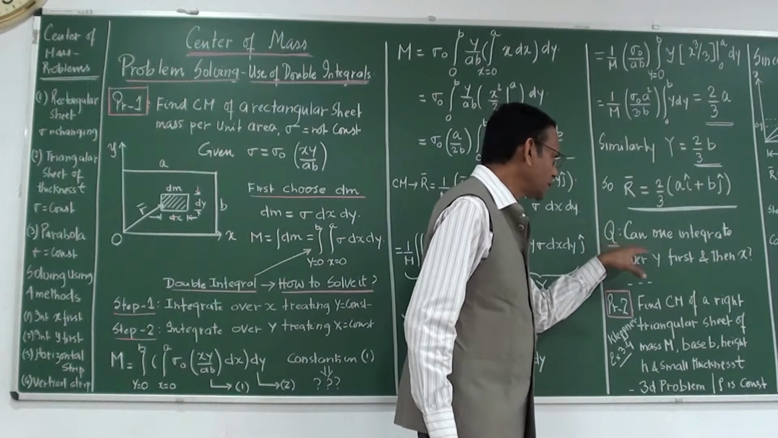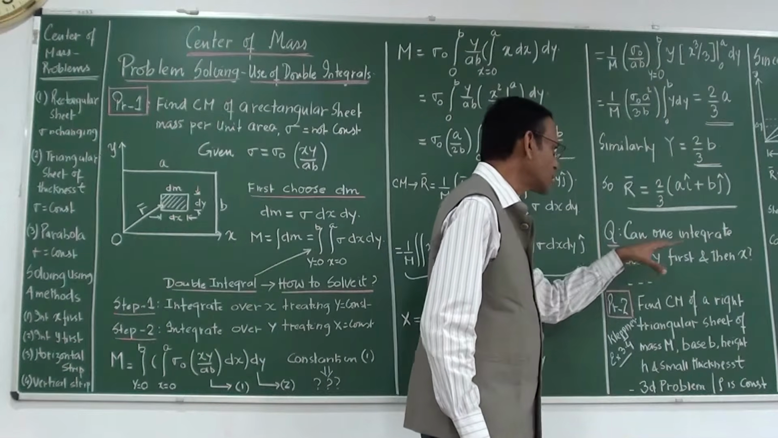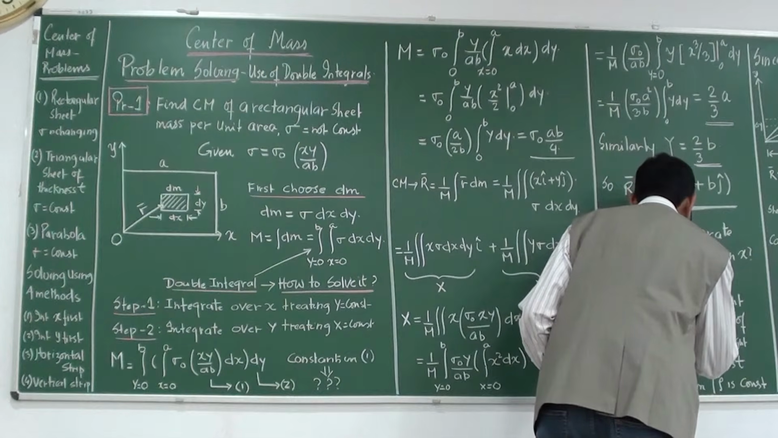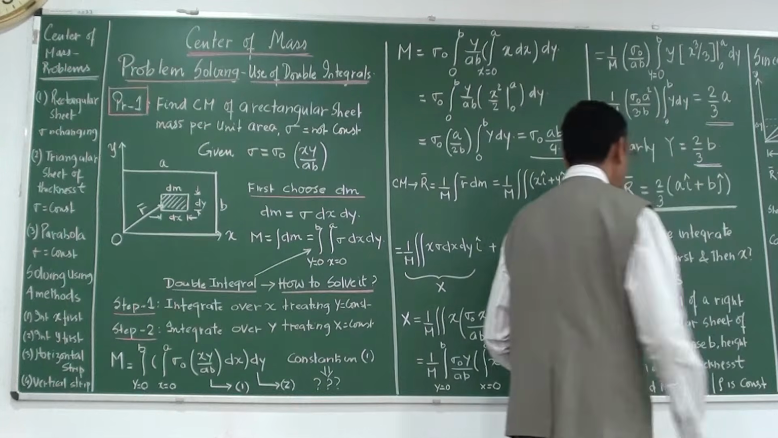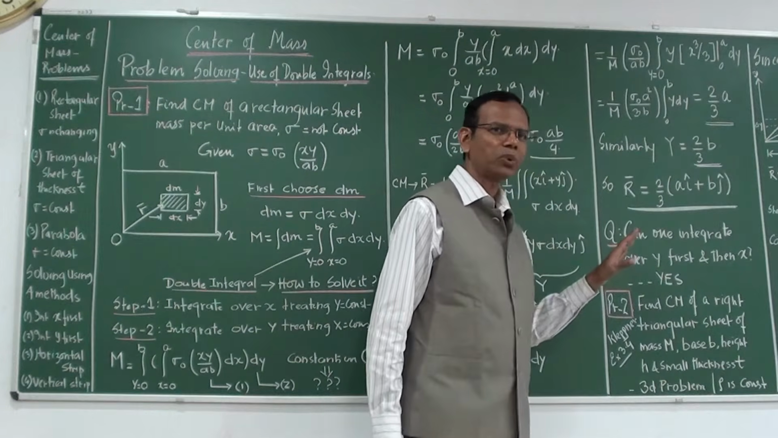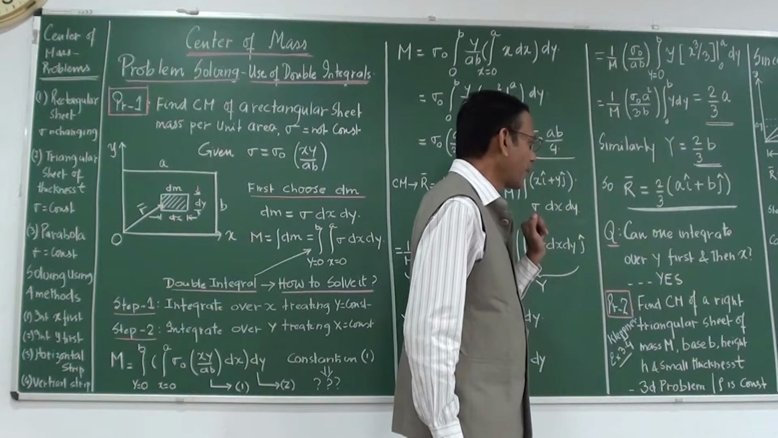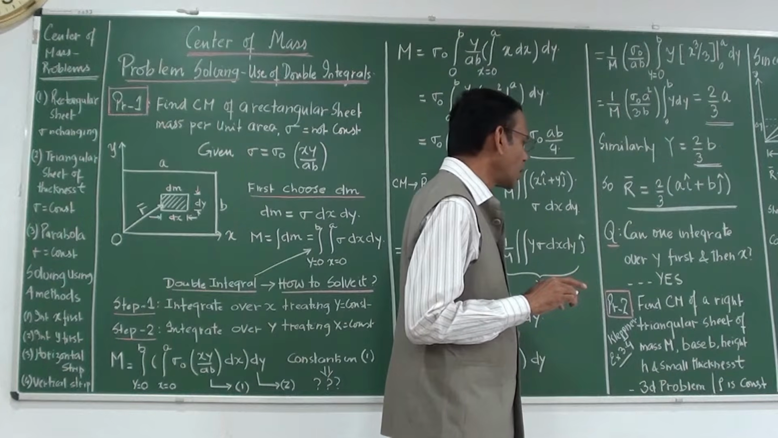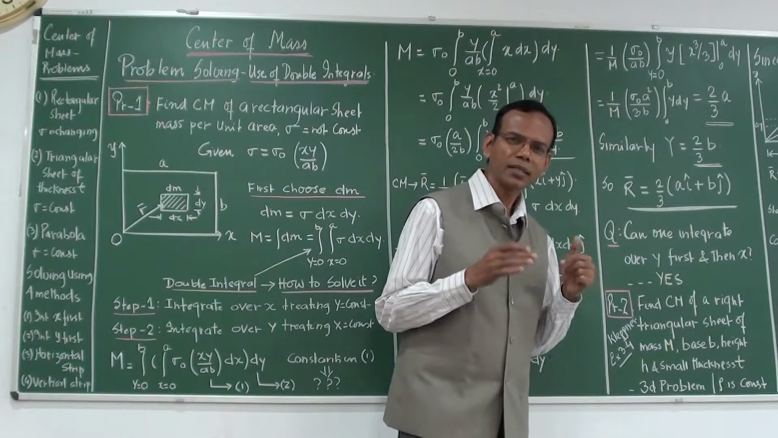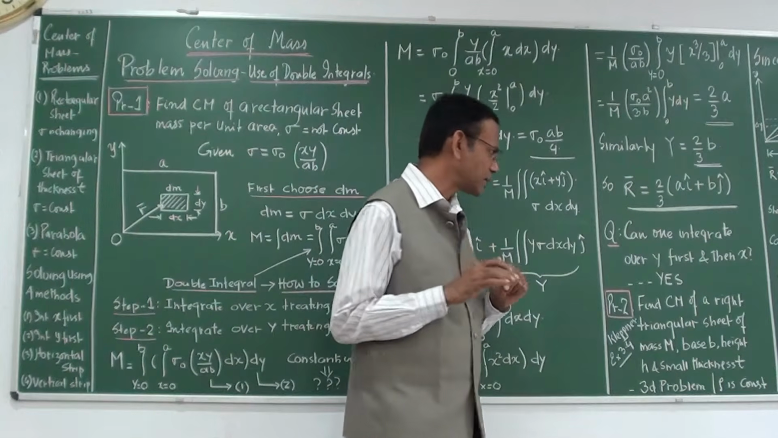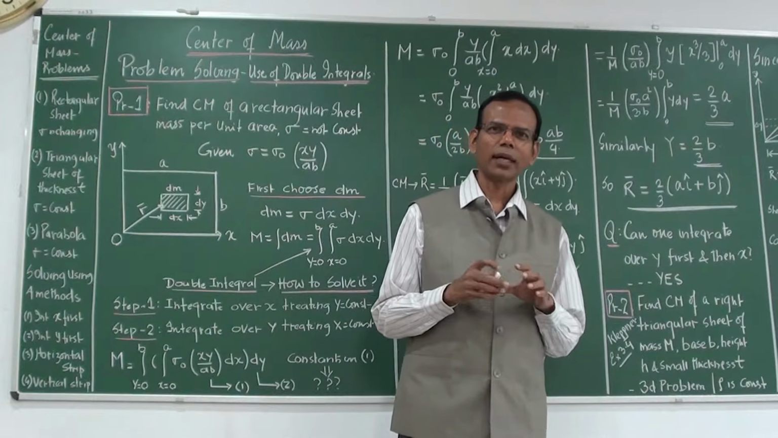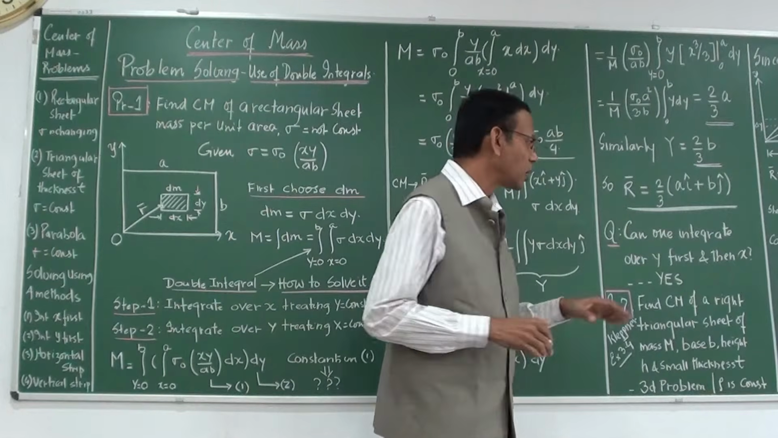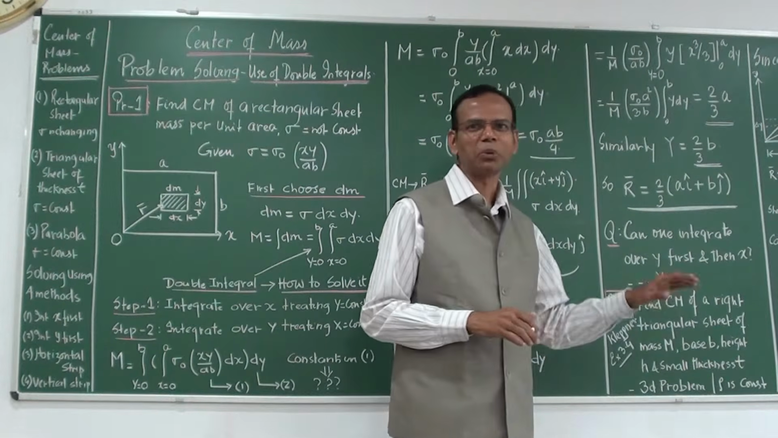Now I have been telling this, can one integrate over y first and then x? Surely, why not? So yes. Fine. So this is the first example that we have studied, of a rectangular sheet where the sigma is changing, and we have calculated the center of mass using the double integrals. Now what I suggest is that you just go through it once again, and maybe you take a glass of water by the time we start the second problem.